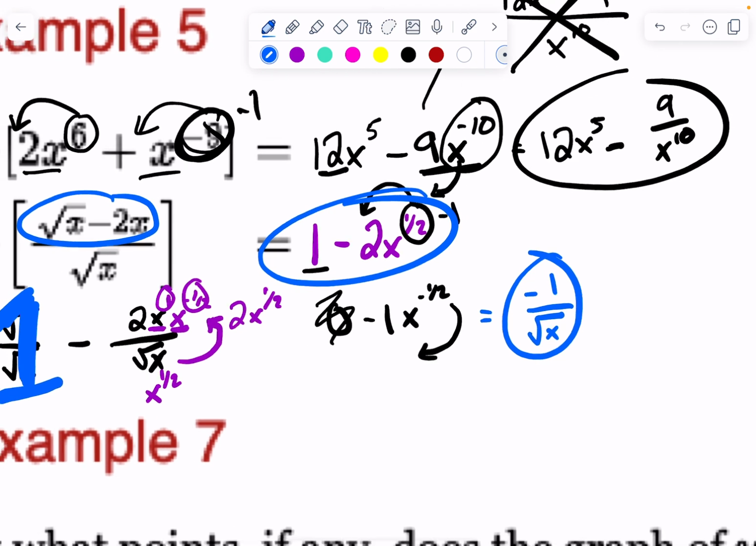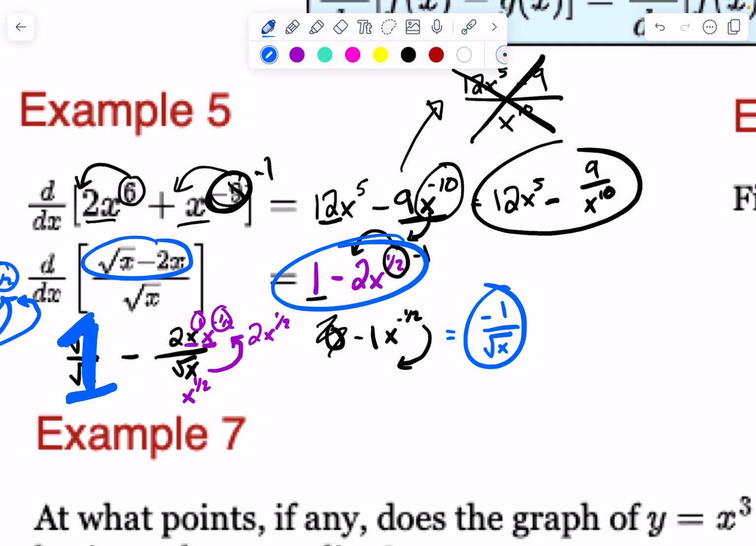All right, that one was kind of messy. The hardest part of most of this stuff is the algebra and the simplifying and doing the exponents, even before you take the derivative. The derivative is the easy part, right?